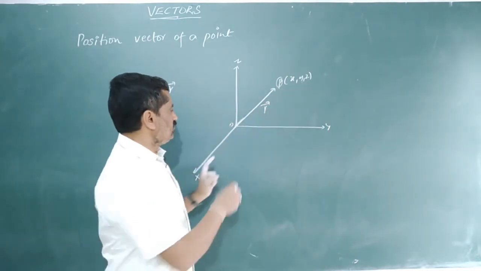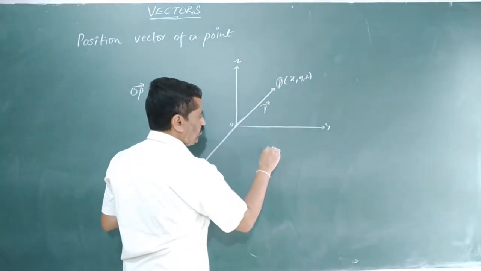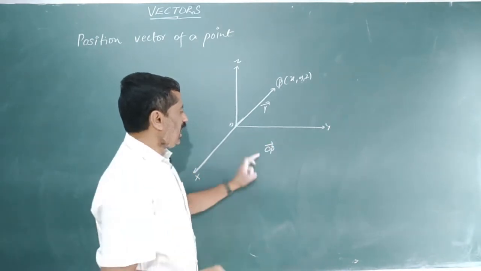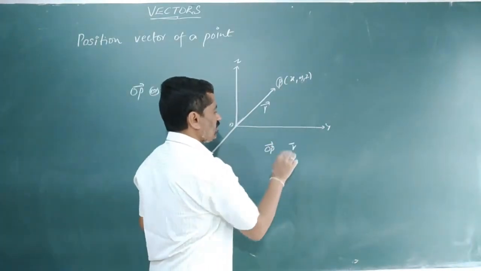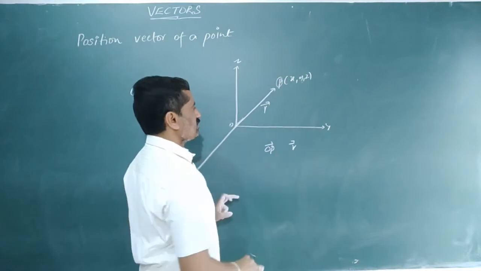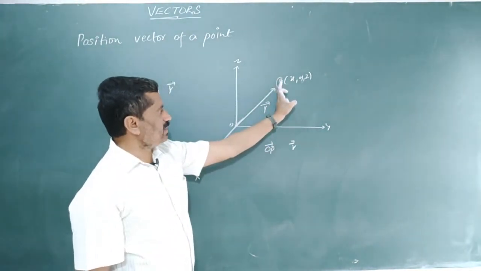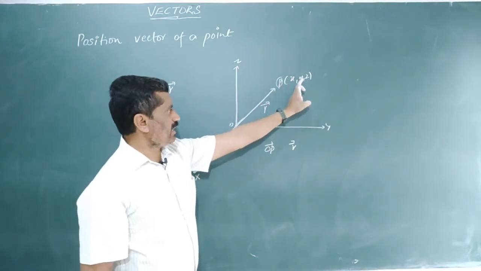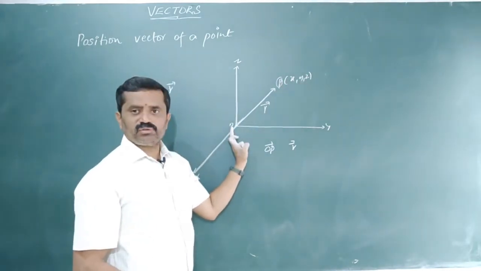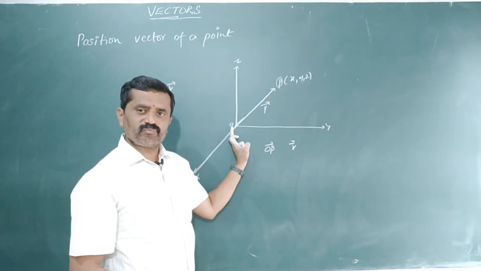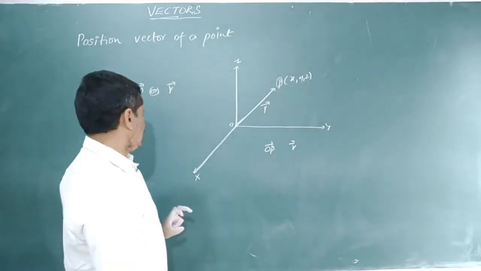Then we generally denote vector OP or vector R as the position vector of a point P of x, y, z with respect to origin O.